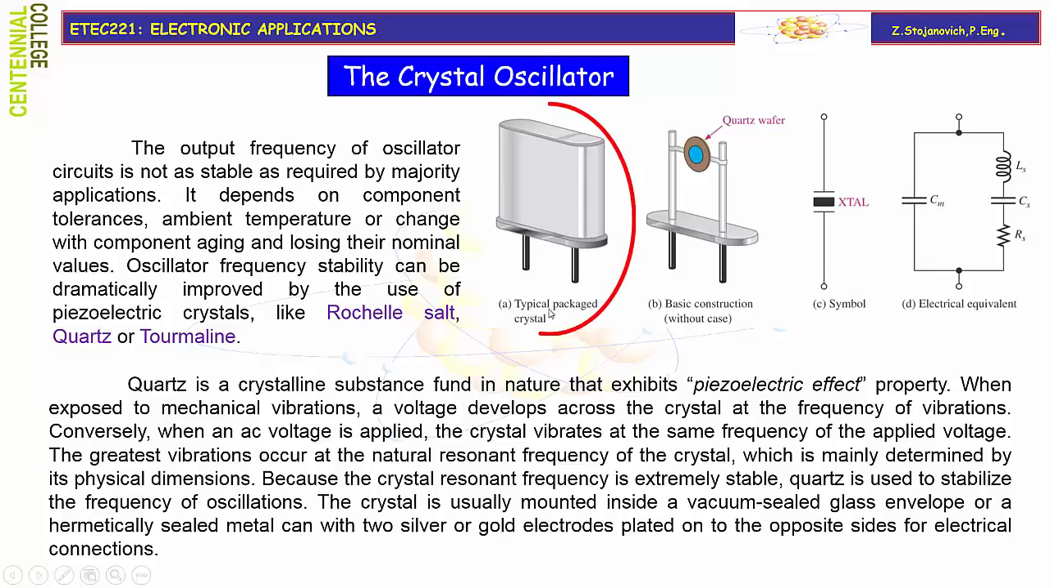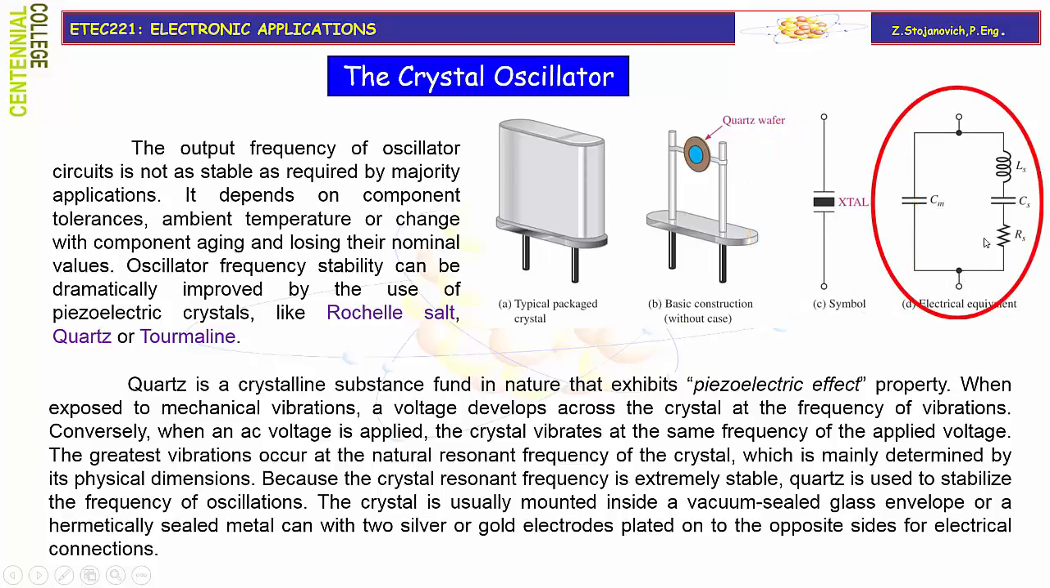Now you see here in picture A, a typical package of the crystal in a metal can. B indicates the basic construction without the case. This would be the electrical symbol, and the electrical equivalent of this crystal is given with this diagram. It consists of a series inductor, series capacitance, and series resistance, and the parallel combination of parasitic capacitance between the electrodes of the quartz wafer. We know now this piezoelectric effect actually is what we are utilizing in all crystals.